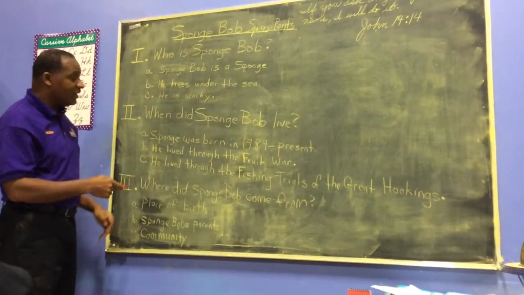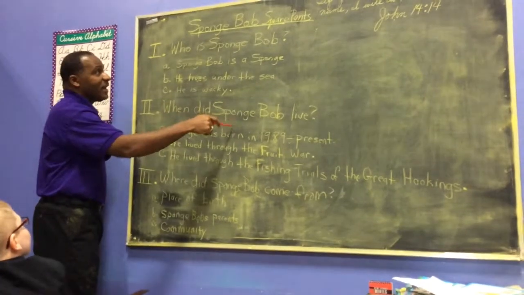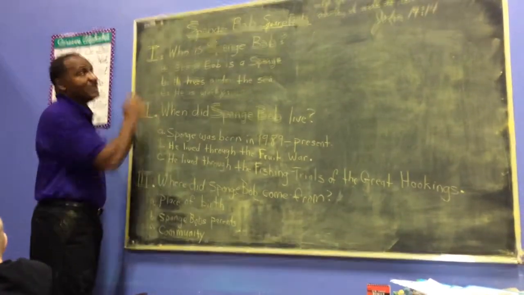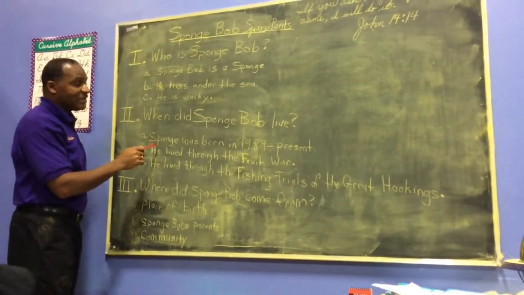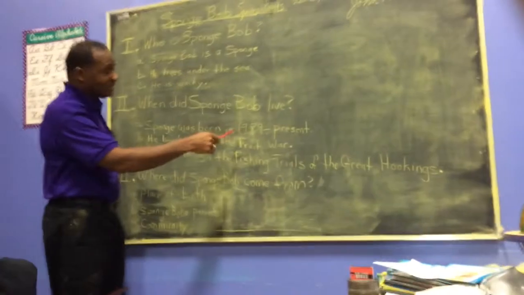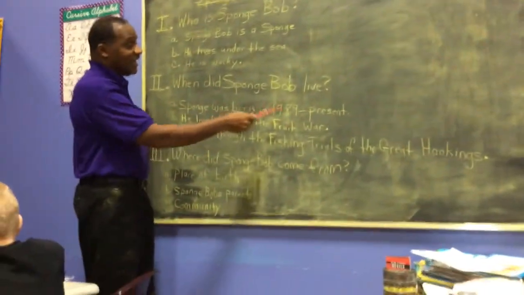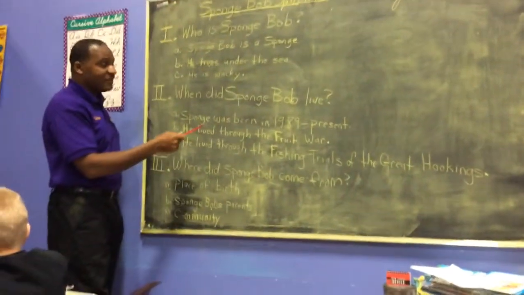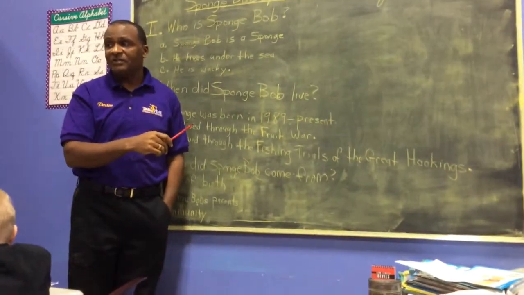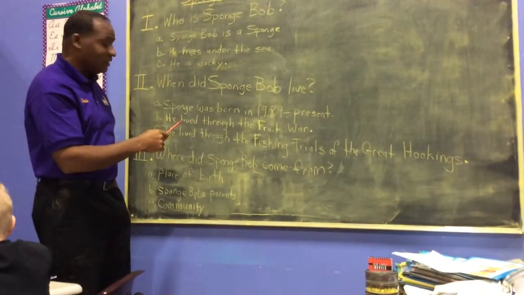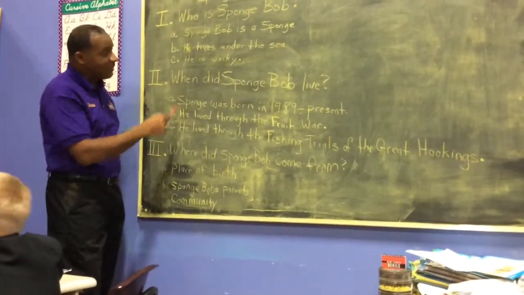When did SpongeBob live? To help us write our paragraph up under that, which would fit under the entire topic of SpongeBob SquarePants, we would start out by saying SpongeBob was born, and somebody made up this and said in 1989. I don't know whether that's true. And Jose said he presently lives now. He also lived through the Great Fruit Wars. Apparently there were some fruit wars going on underwater. Not really, but we need to make up some things about SpongeBob.